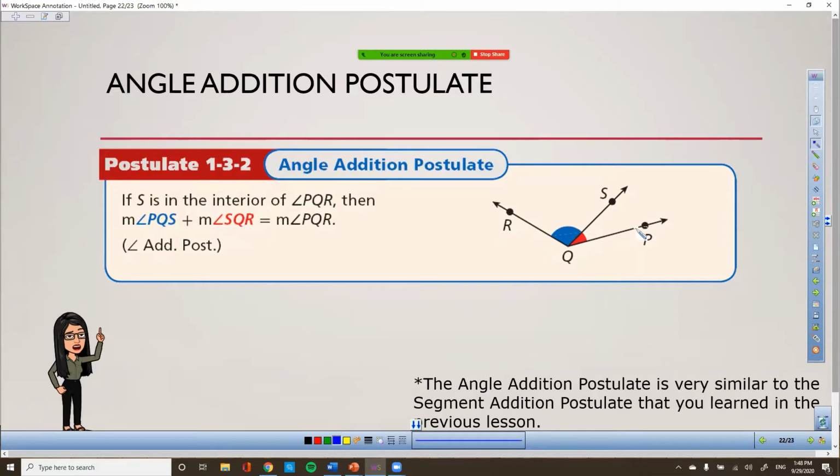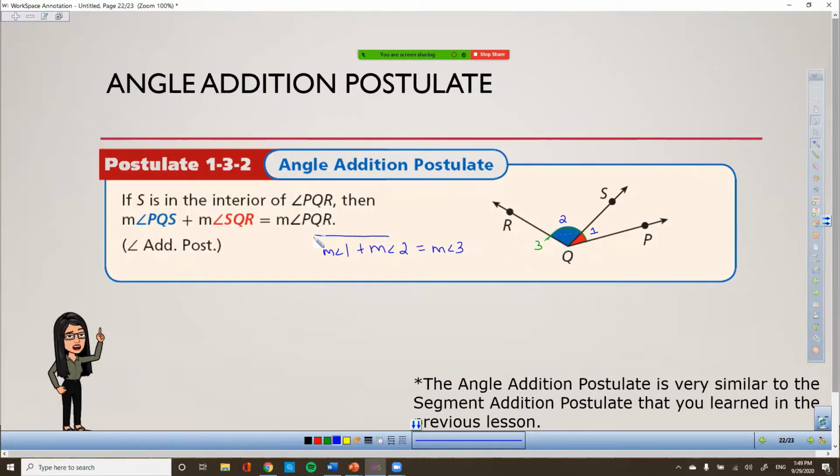Let's name this angle PQS as angle 1. Let's name angle SQR as angle 2, and the entire angle put together as angle 3. So I put it like that to show that the entire thing together will be angle 3. So to make this equation a lot simpler, we can name it as such. The measurement of angle 1, this first part, plus the measurement of angle 2, this second part, should equal the measurement of angle 3, which is all of it put together.